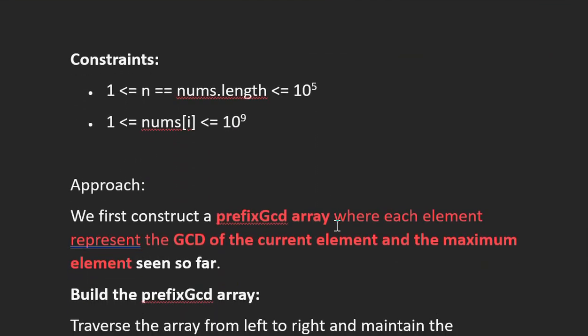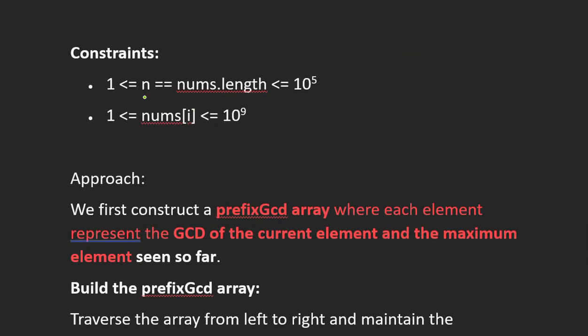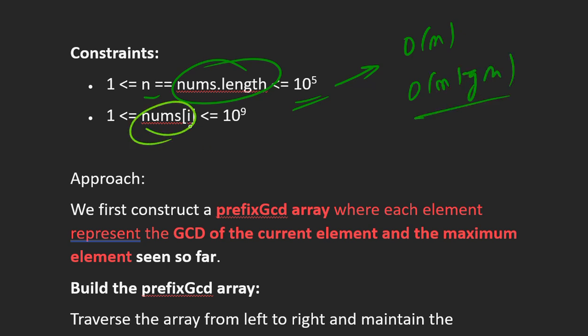So let's see the constraints. n, which is the number of elements in the nums array, is up to 10^5. So we have to go with either an O(n) solution or an O(n log n) solution. And each element in the array, nums[i], is from 1 to 10^9, so we can have values up to 10^9 in the nums array, right?